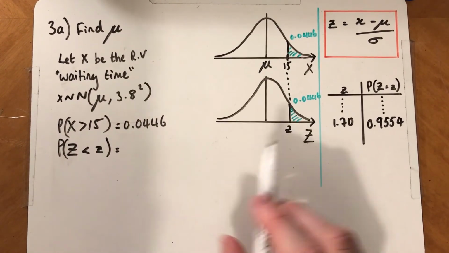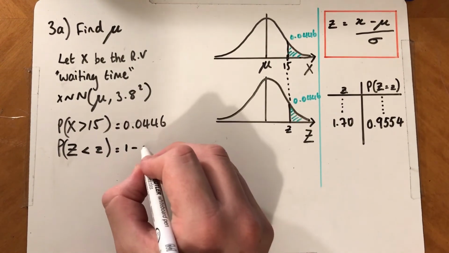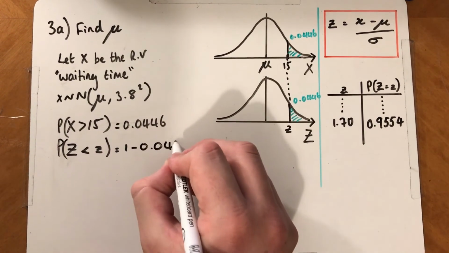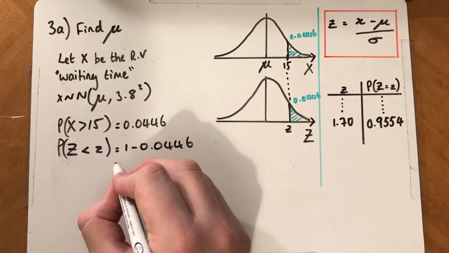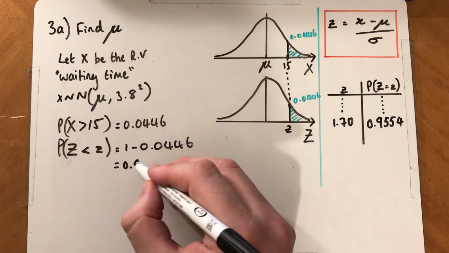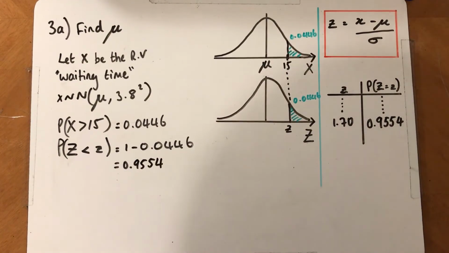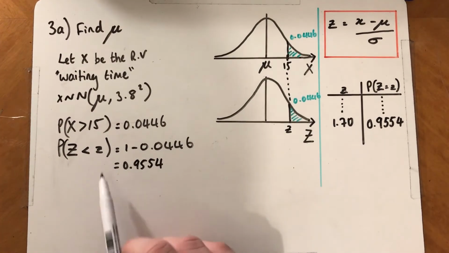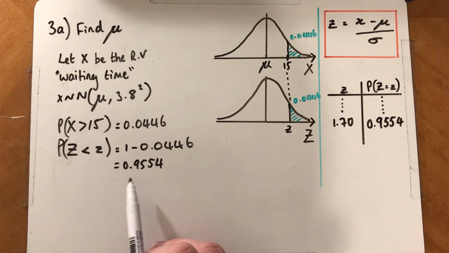So we can say the probability that z is less than our observed value, small z, is equal to, well, all the probabilities add up to 1, so therefore it's 1 minus 0.0446. And if you plop that into your calculator, you should get 0.9554. So now we can simply go to our tables and find this probability of 0.9554.